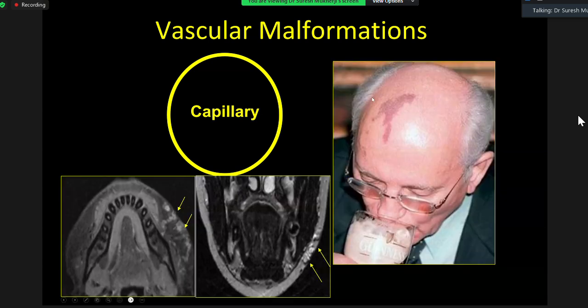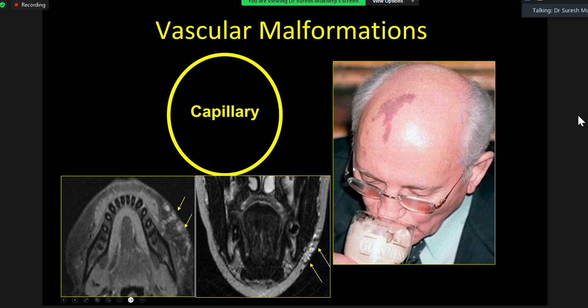And for those of you that are of my vintage, if you will, when I grew up, this was the most famous capillary malformation. And for those of you that grew up in the Cold War, many of you probably weren't even born yet, so I just told my age. But this was Mikhail Gorbachev, and this was always the famous capillary malformation.